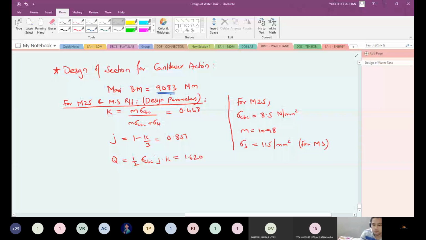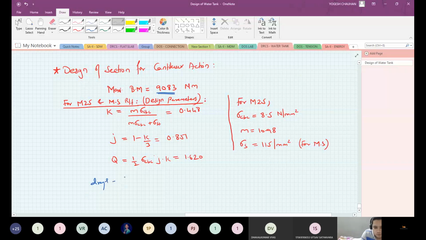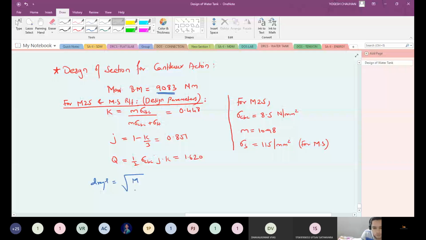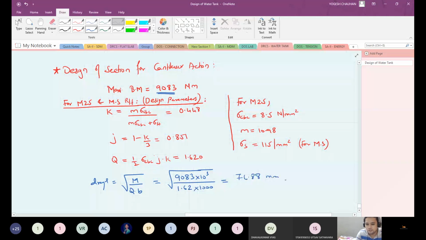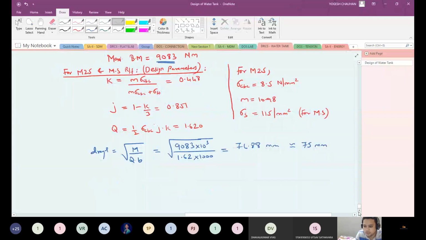Let us first find the D required. So D required is equal to the square root of M by Q times B. The moment is 9083 into 10 to the power 3. We are converting the meter into mm, and all the terms are put in Newton and mm only. So, divided by 1.62 into 1000, it will be 74.88 mm. Let us say 75 mm, and the depth we have provided is more than this.